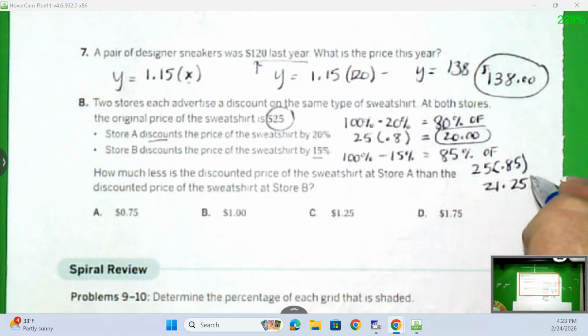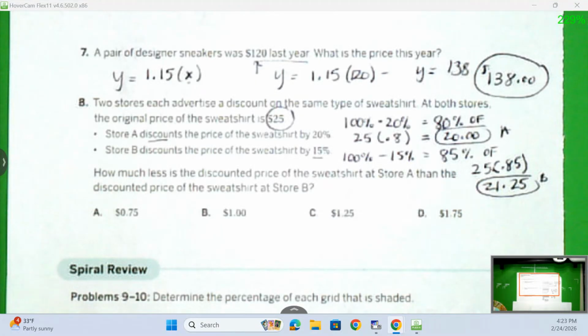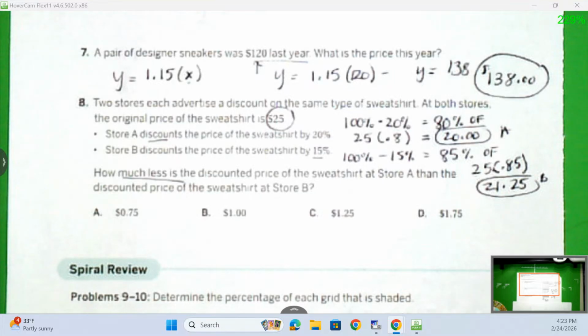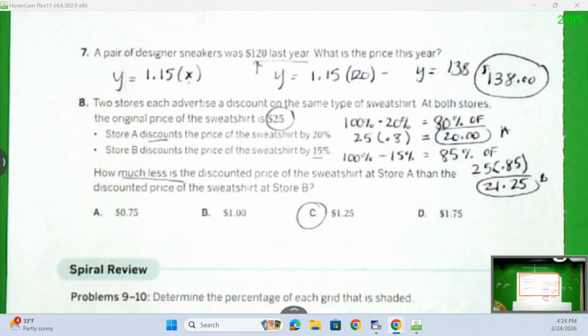So these are our two costs from store A to store B. How much less is the discounted price of the sweatshirt at store A than the discounted price of the sweatshirt at store B? So we have to just look at their price difference. And our answer is $1.25, so C.